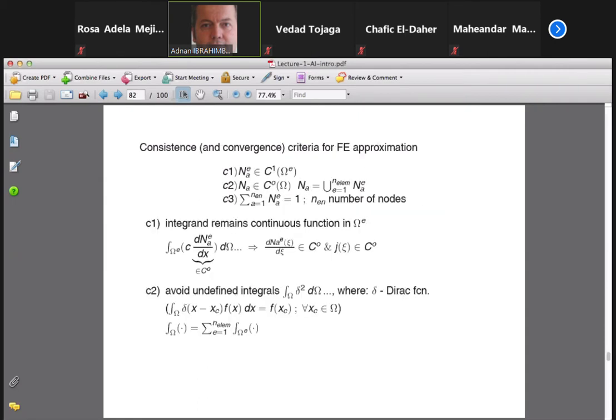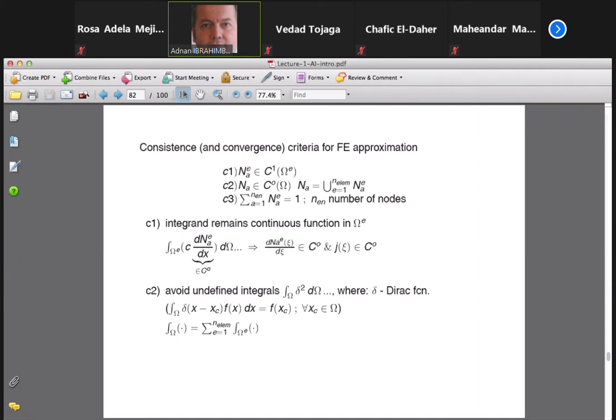Now, the fact that we switched from the physical coordinates to the natural coordinates cost us a certain effort. In other words, we have to impose some conditions which guarantee that our transformation from one coordinate to another makes sense. These are the so-called consistency or, in the end, convergence conditions for the finite element approximation. First of all, we ask that these shape functions, which are functions of psi, be sufficiently smooth so that the first derivative computation is a unique expression.